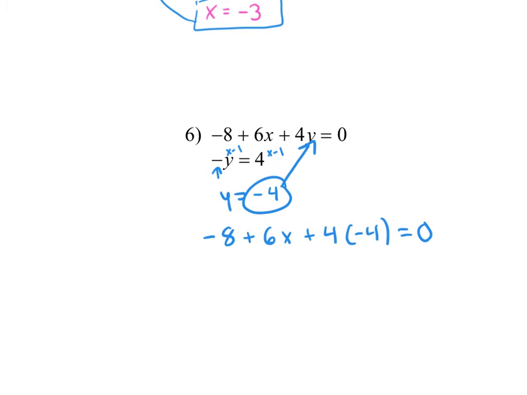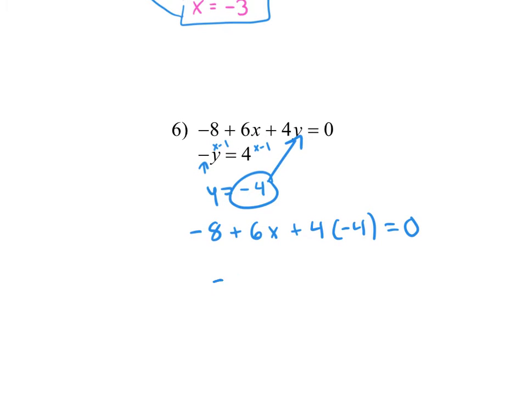Combine like terms. Before we combine like terms, we have this 4 times -4, so we would need to multiply. So we have -8 plus 6x, 4 times -4 would be -16, is equal to 0. Now we can combine like terms. Since they're on the same side, we have -8 minus 16. We just combine them together. So -8 minus 16 would be -24. Yep.